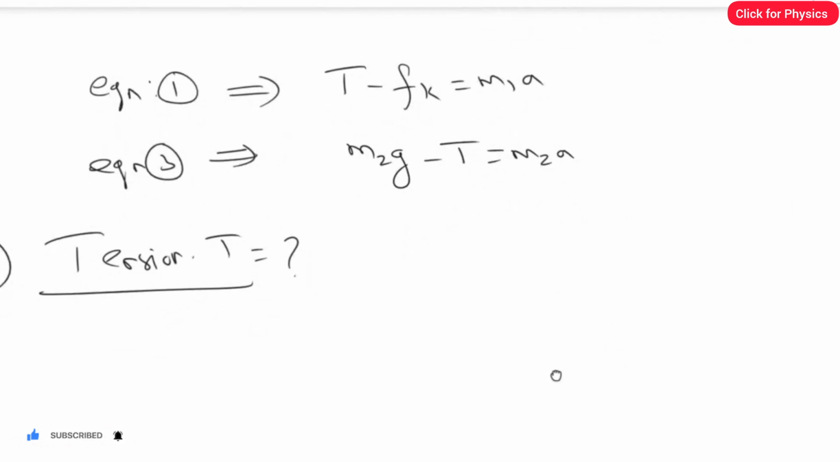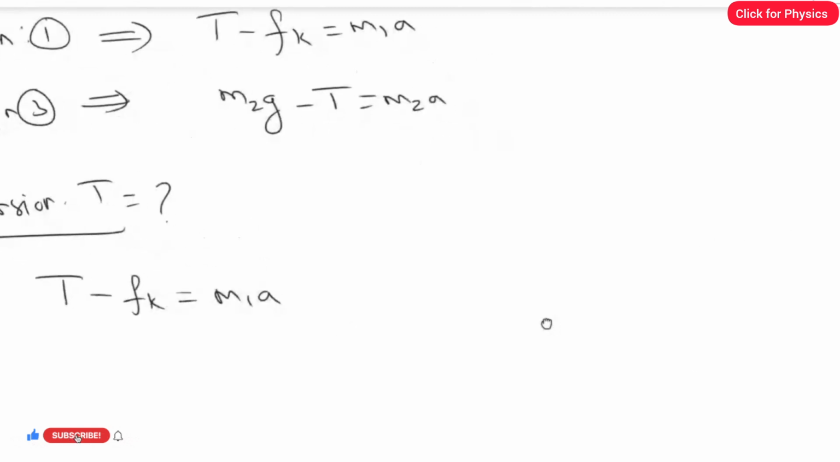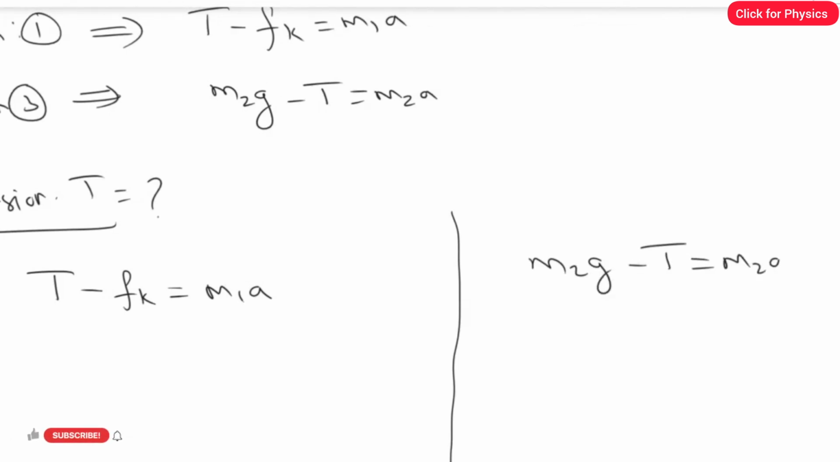So let's take our first equation. What is our first equation? T minus Fk, which is equal to m1 multiplied by a. And then I can write the second equation also, m2g minus T, which is equal to m2a. So first of all, I'm going to solve this part, and then we will come back to the second one.